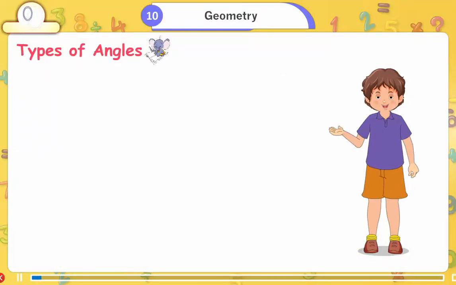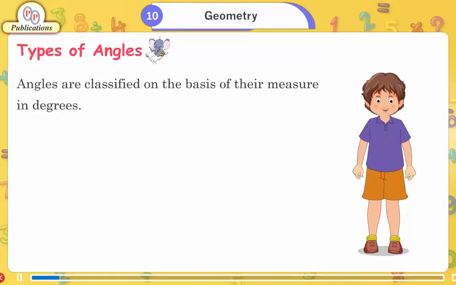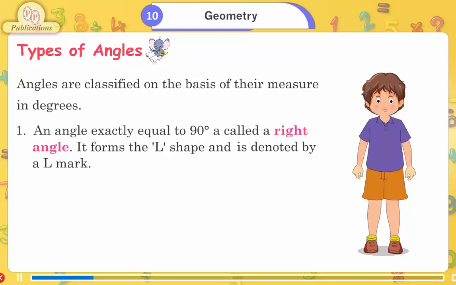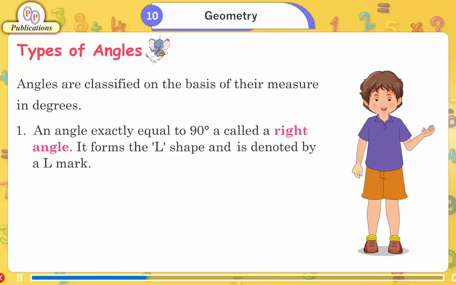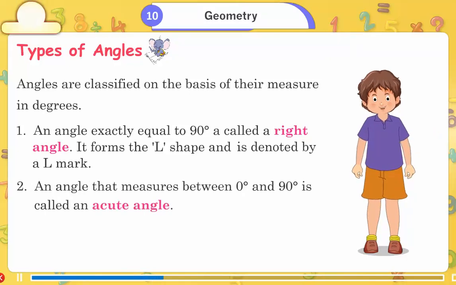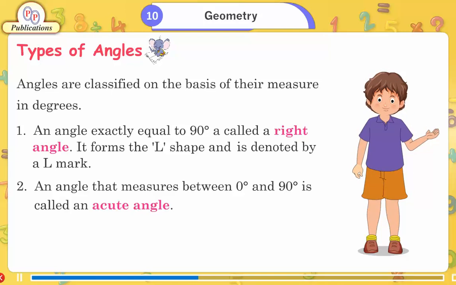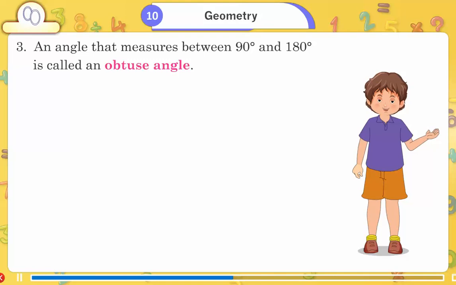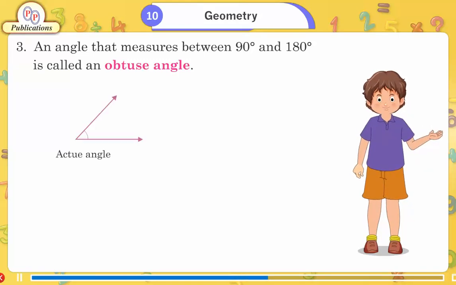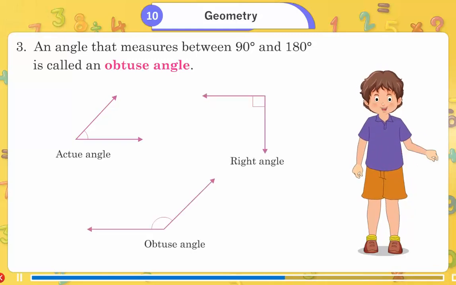Types of angles. Angles are classified on the basis of their measure in degrees. 1. An angle exactly equal to 90 degree is called a right angle. It forms the L shape and is denoted by a L mark. 2. An angle that measures between 0 degree and 90 degree is called an acute angle. 3. An angle that measures between 90 degree and 180 degree is called an obtuse angle. Acute angle, right angle, obtuse angle.